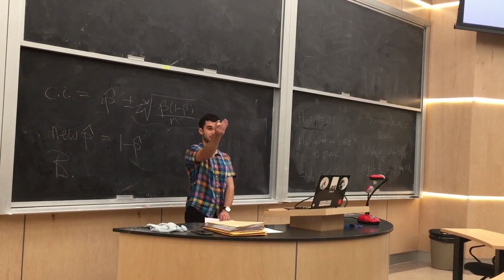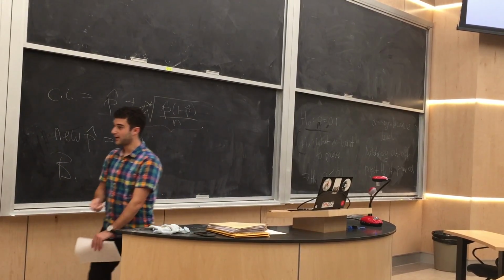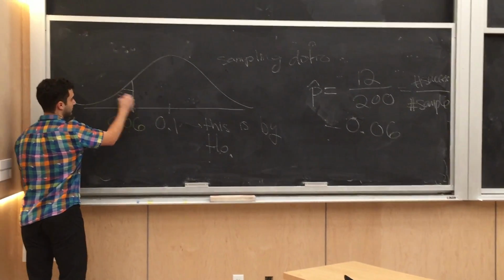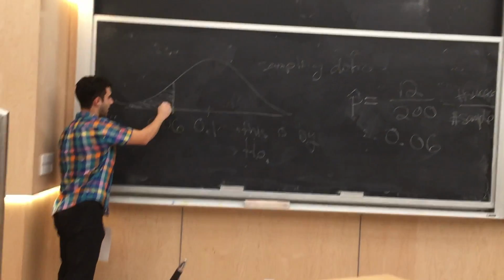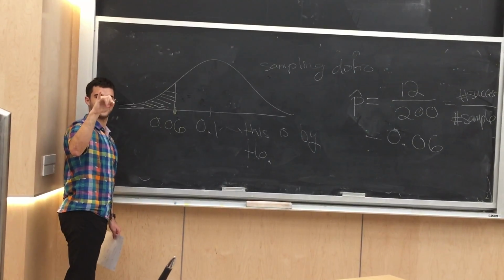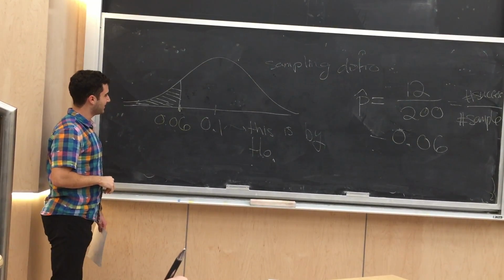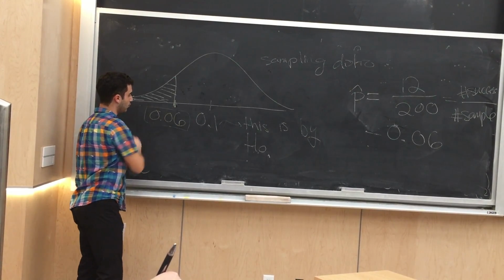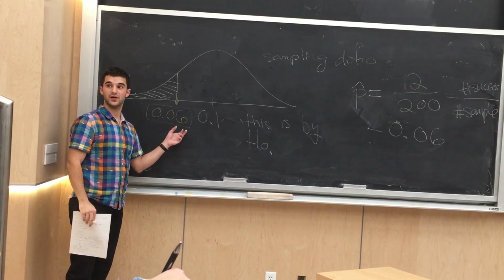Anyone else have an idea? Yep, Tyler? Is it the probability of getting less than 0.06? Yeah, the p-value is this area here, right? Yeah, so, right, we got a sample proportion of 0.06.